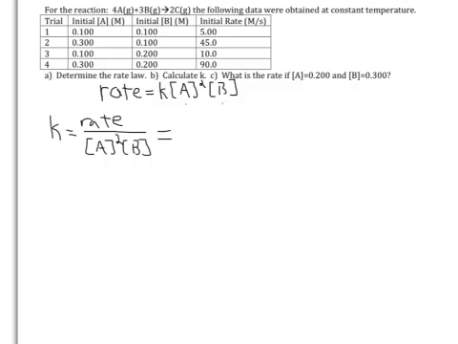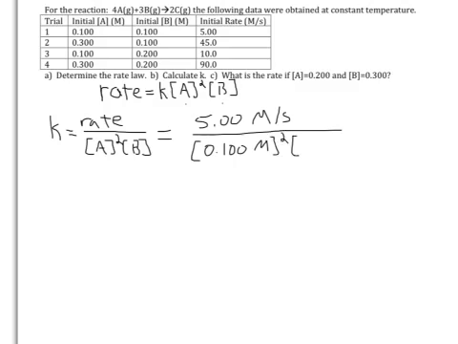And so when I plug in my values, I have the rate, I have my 2 concentrations, and when I divide that out, the numerical answer is 5.00 times 10 to the third.